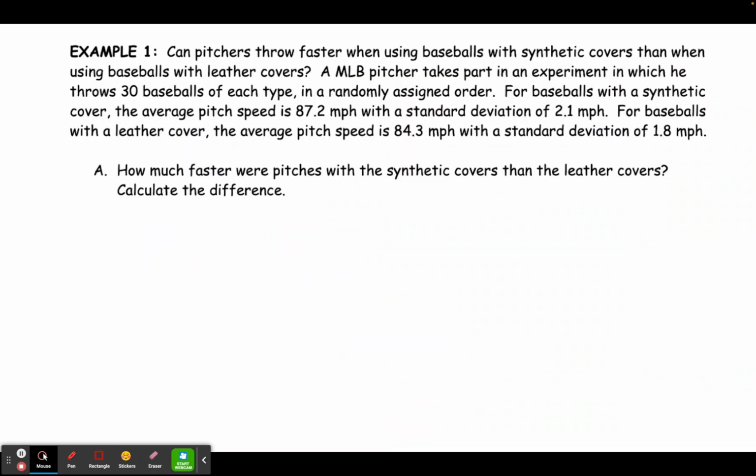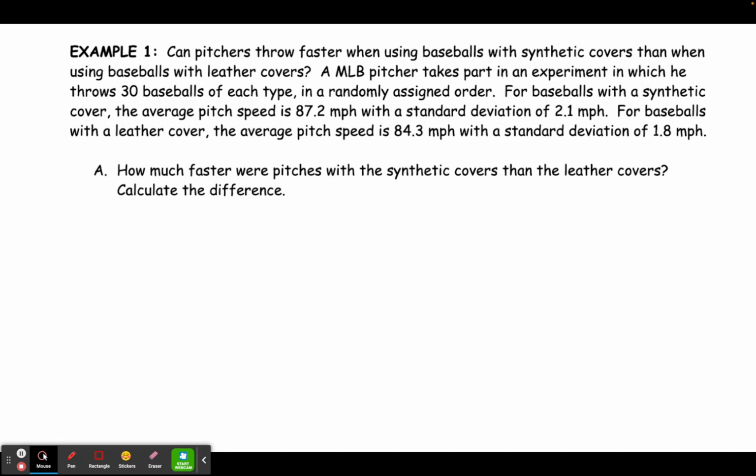All right, let's try an example. Can pitchers throw faster when using baseballs with synthetic covers than when using baseballs with leather covers? A Major League Baseball pitcher takes part in an experiment in which he throws 30 baseballs of each type in a randomly assigned order. For baseballs with a synthetic cover, the average pitch speed is 87.2 miles per hour with a standard deviation of 2.1.